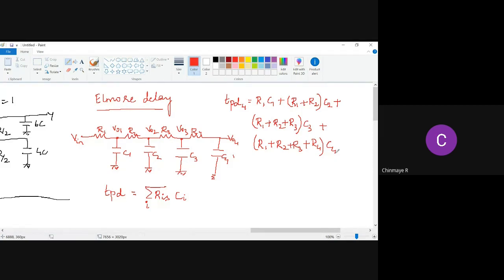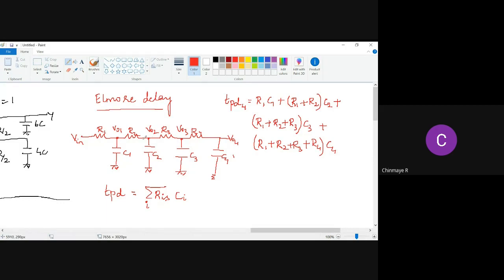because applying RC delay model to this is very, very cumbersome. Therefore, we use Elmore delay model. So is this clear now? How to calculate the propagation delay of TPD4?